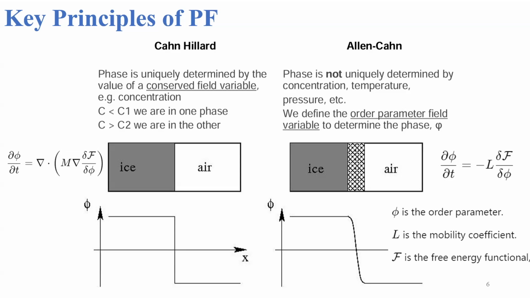However, there could be cases where things are not so black and white. So we can take ice and air and their interface. Remember, we talked about the bulk region, ice and air, and the interface region, which is denoted by the cross section between ice and air on the right. The phase is not uniquely determined by the concentration, temperature, and pressure, but you have to define an order field variable, phi, and it is determined by a second order partial differential equation. So phi is the order parameter, L and M are mobility coefficients, and F is the free energy functional.